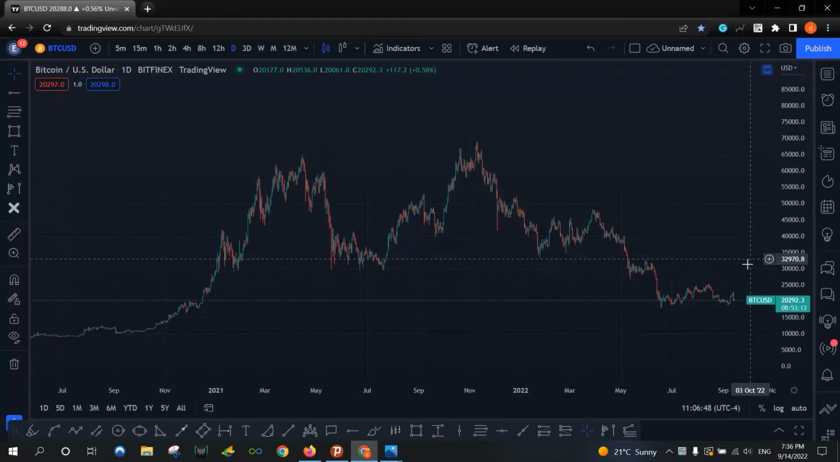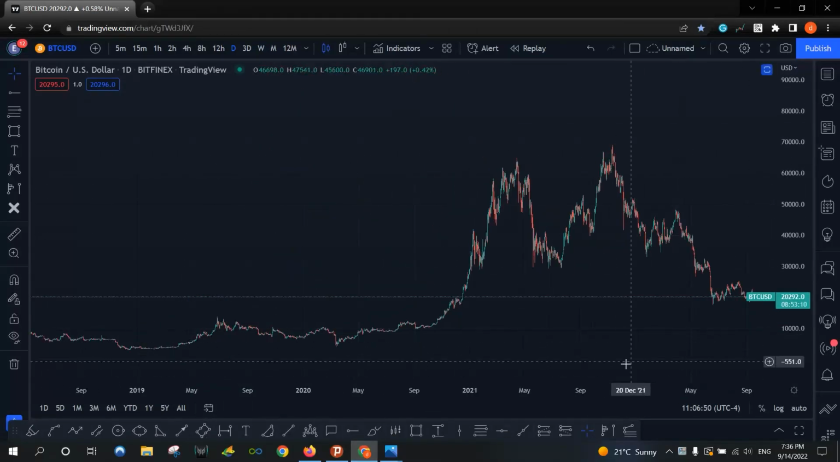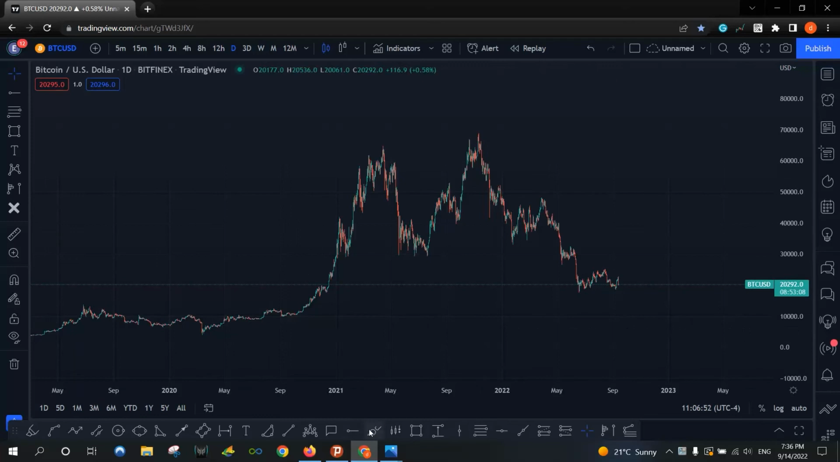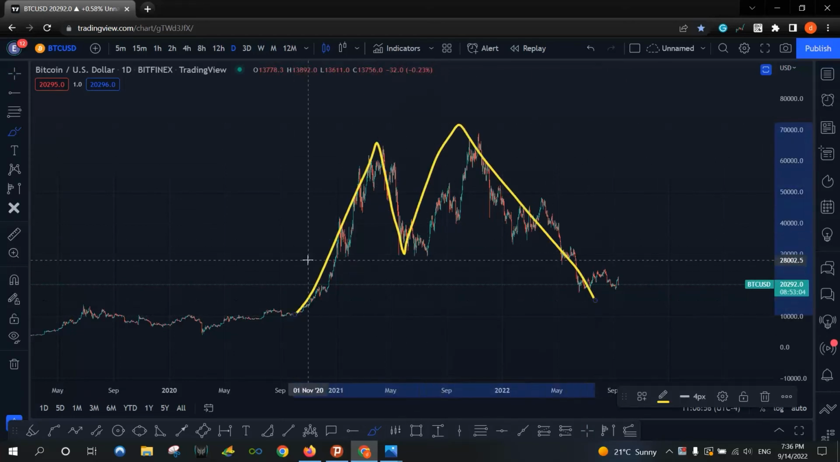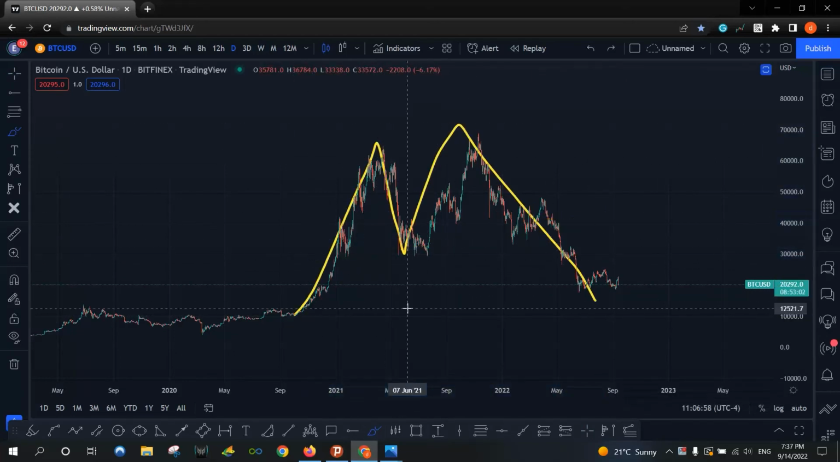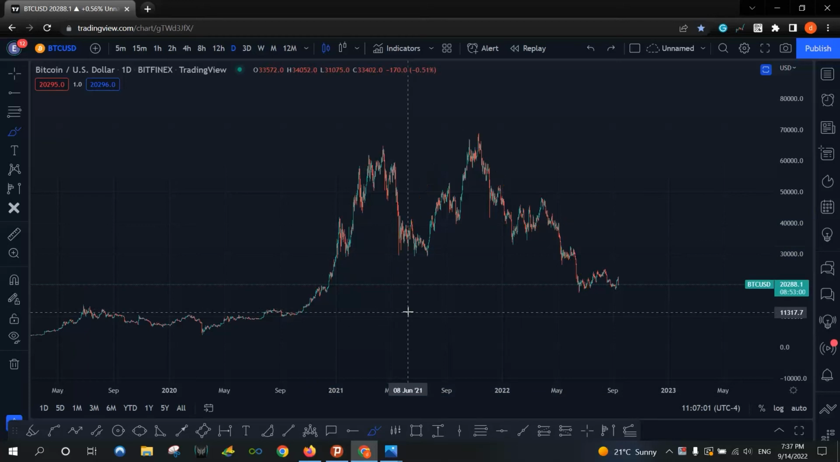a beautiful double top pattern. This is the daily Bitcoin chart. As you can see, this is a double top pattern. This is the neckline. But we're not going to use this kind of pattern to trade. This is the basic TA and you need to learn it.